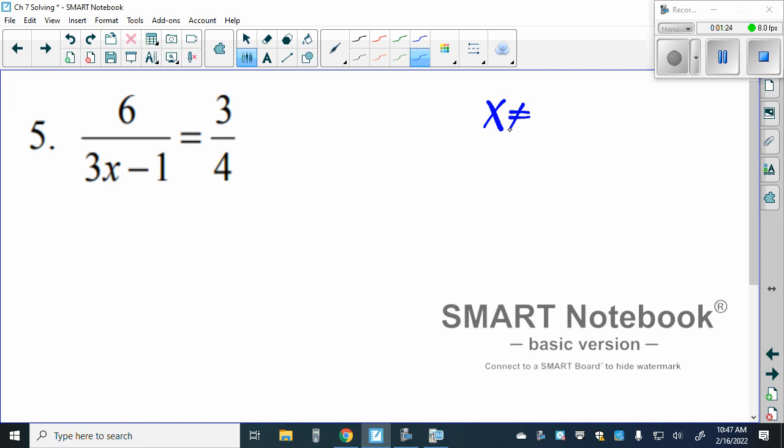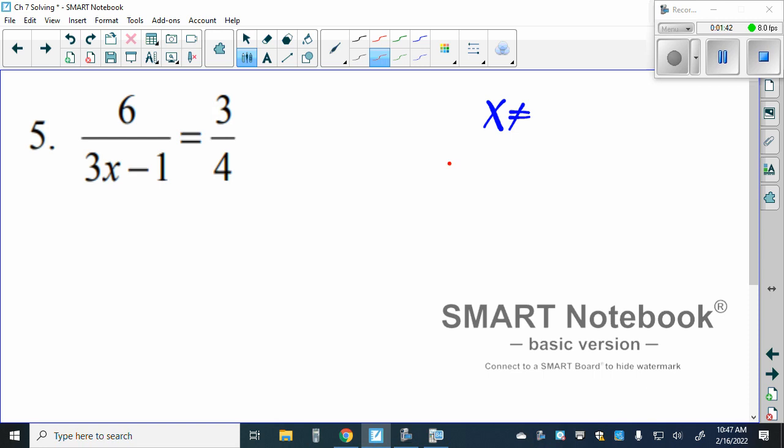So what we do at the start, and some of them it's not going to make too big of a difference, we do need to see what the restrictions are. What value of x cannot be? And here, do we know what it would be? Well, sometimes it's a little bit harder to see it than others.